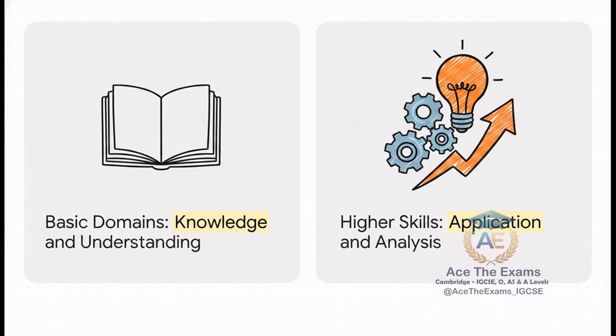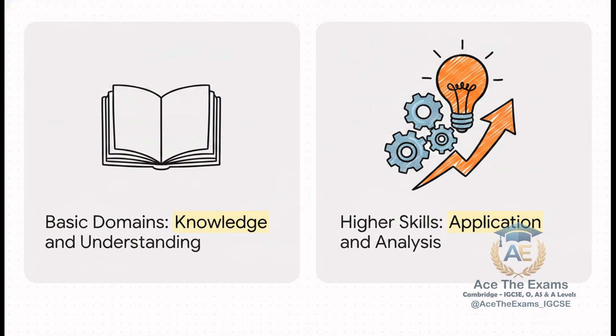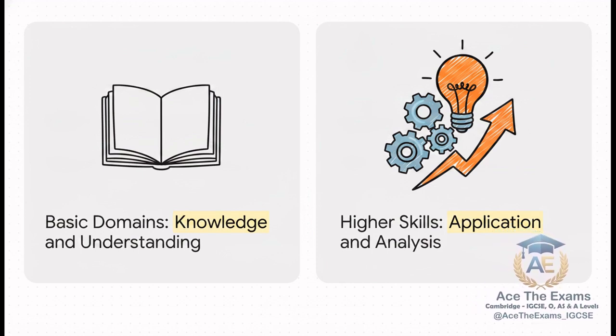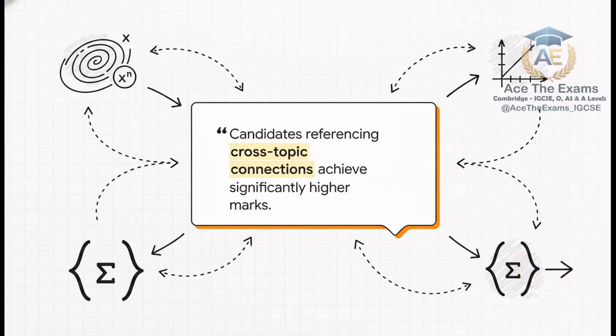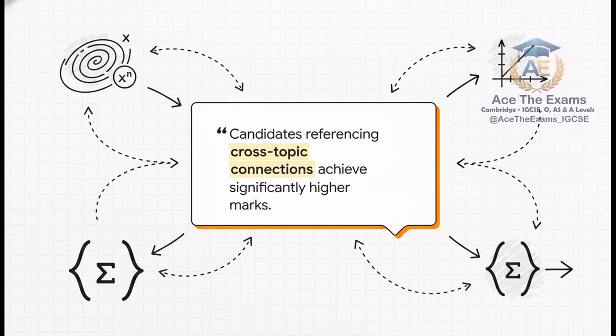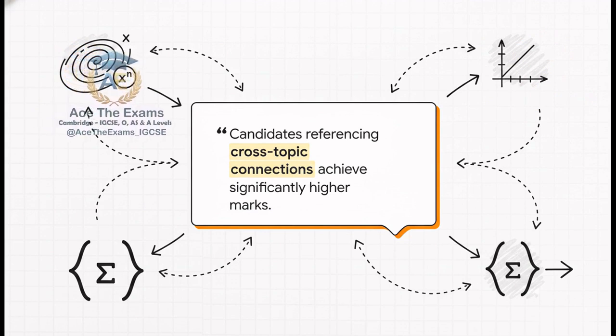For example, you can't just know how to find the n choose r term in isolation. You absolutely have to understand how to analyze and simplify that exact coefficient when it is buried deep inside a multi-part algebra problem. Now check out this insider secret straight from the principal examiner reports. It says candidates referencing cross-topic connections achieve significantly higher marks. This is huge. It practically proves that integrating different areas of the syllabus is your absolute key to elite scores.